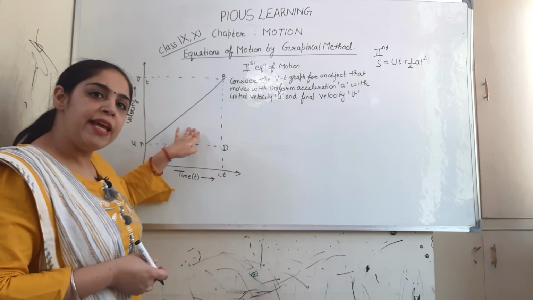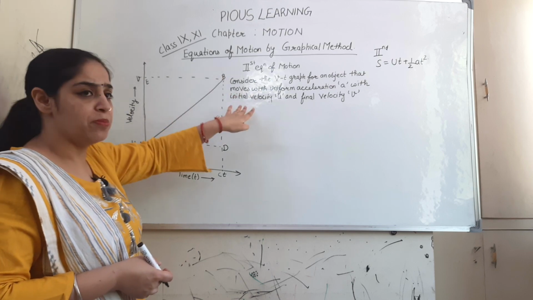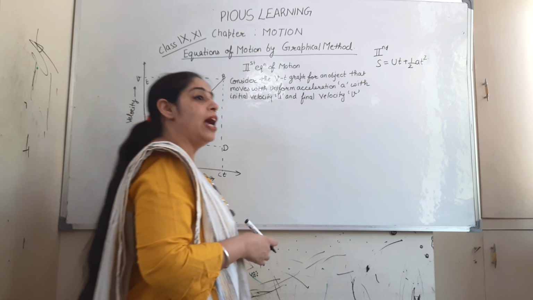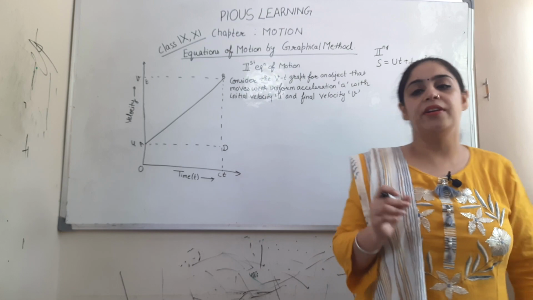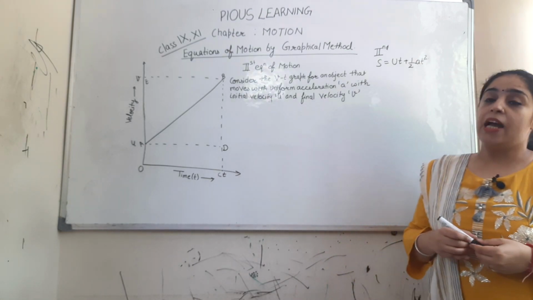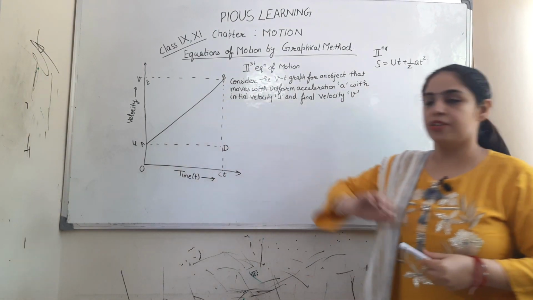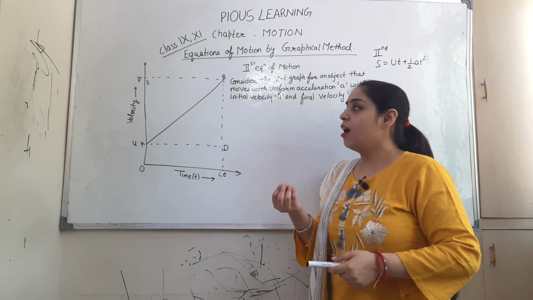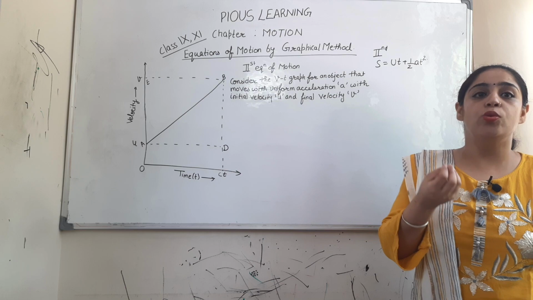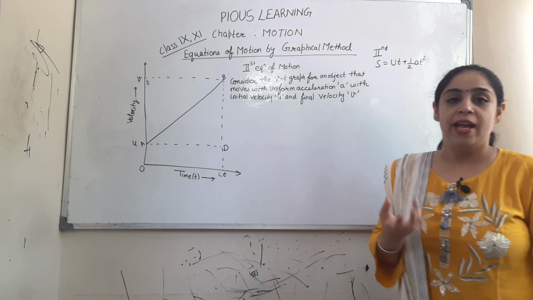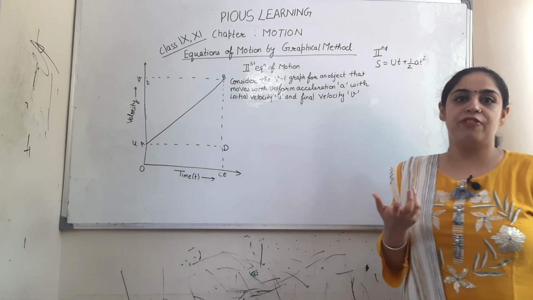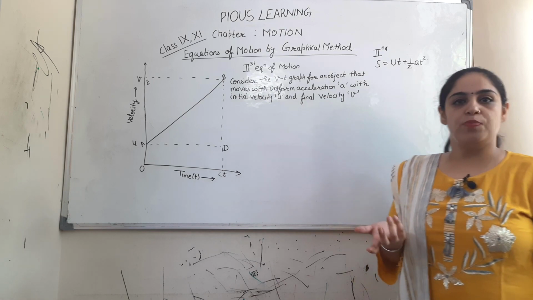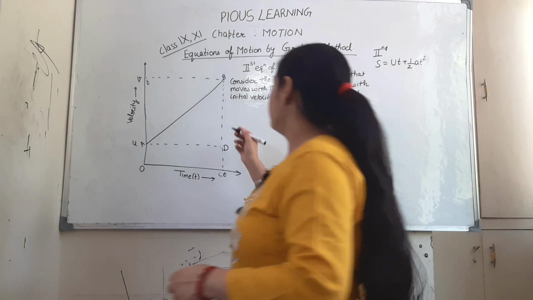Now we'll use the same graph, same method, same statements, but this time I will write down the area under the curve. If you have studied the graphs, you know that the area of a VT graph gives you distance or displacement, and the slope of a VT graph gives you acceleration. You have already studied all these things. So I am just writing down.